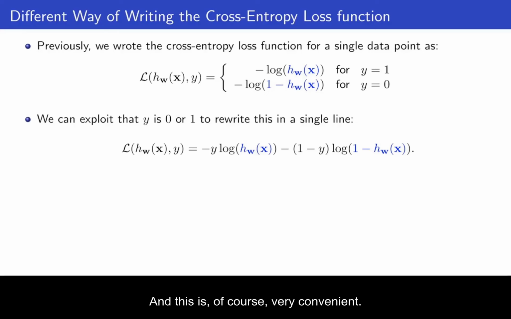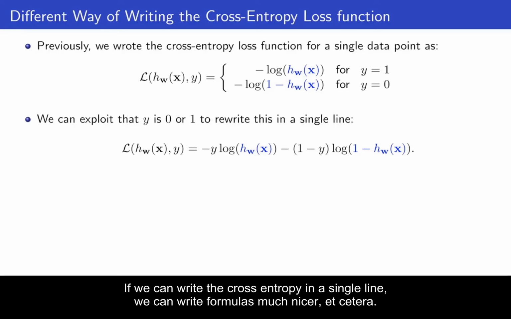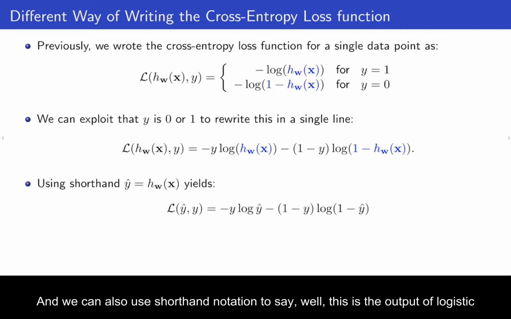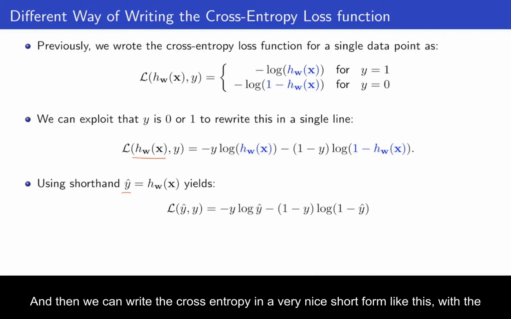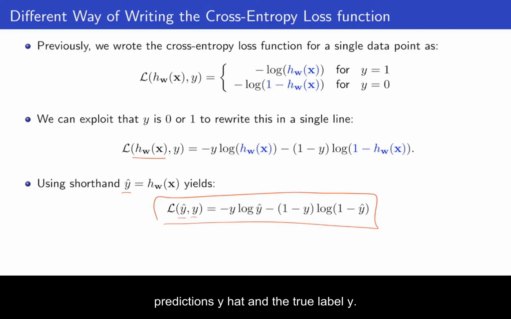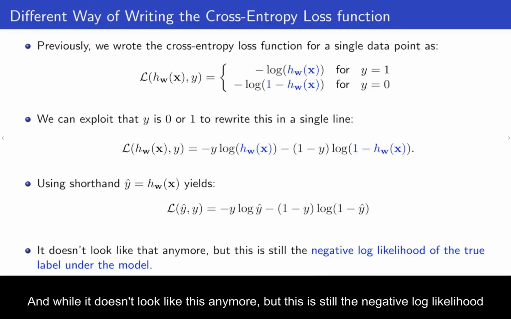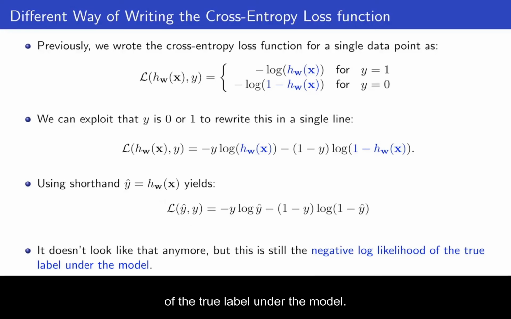And this is, of course, very convenient. If we can write the cross-entropy in a single line, we can write formulas much nicer. And we can also use shorthand notation to say, well, this is the output of logistic regression. That's our probabilistic prediction, and we typically label this y hat. And then we can write the cross-entropy in a very nice short form like this, with the predictions y hat and the true label y. And it doesn't look like this anymore, but this is still the negative log likelihood of the true label under the model.